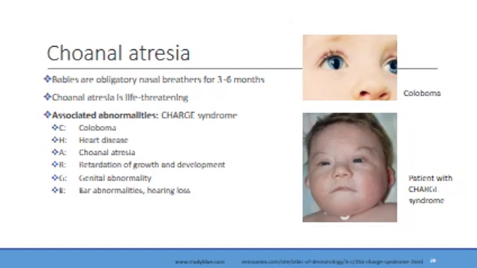So firstly, there might be coloboma of the eyes or eyelids. The babies might need a cardiac ultrasound to exclude heart disease. Choanal atresia is obviously the first presenting complaint. There might be retardation of growth and development. Genital abnormalities may be seen, and again, this must be excluded with at least a renal ultrasound. And the babies can also have ear abnormalities and related hearing loss.